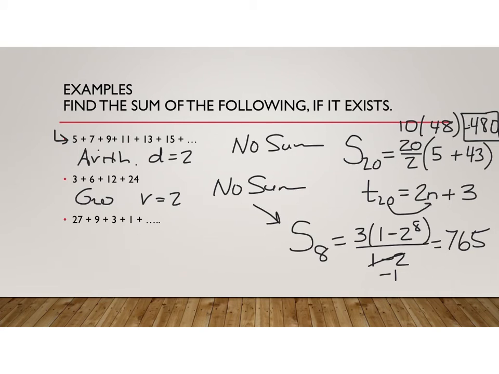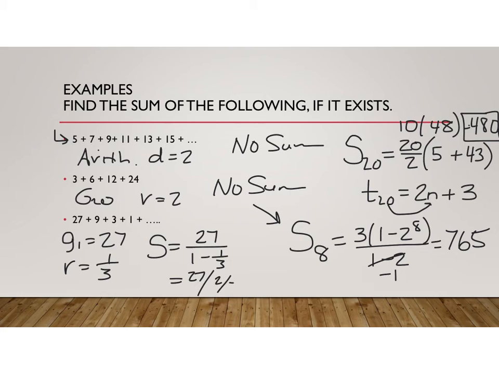This next one, 27 plus 9 plus 3 plus 1, and so on, has a first term of 27. It is geometric. Its ratio would be 1/3. So we can find the sum of it because it's geometric and its ratio is between negative 1 and 1. The formula is first term over 1 minus the r value. So it's 27 divided by 2/3, which comes out to be a total of 40.5.